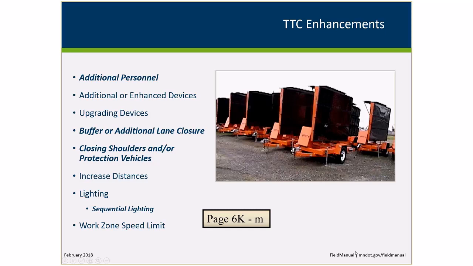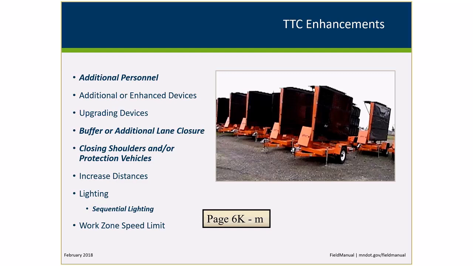Now on 6K-M, under temporary traffic control enhancements, this has been in the field manual before, but as with previous situations, what has been added on this slide is indicated by the bold italicized font. So in the new field manual, additional personnel was added as something that could be a good temporary traffic control enhancement. Spotter, for instance, is one of the things that has been added under additional personnel. Flaggers have been added in there too, so there might be additional personnel that would be appropriate for certain situations to enhance the safety of a specific work zone.